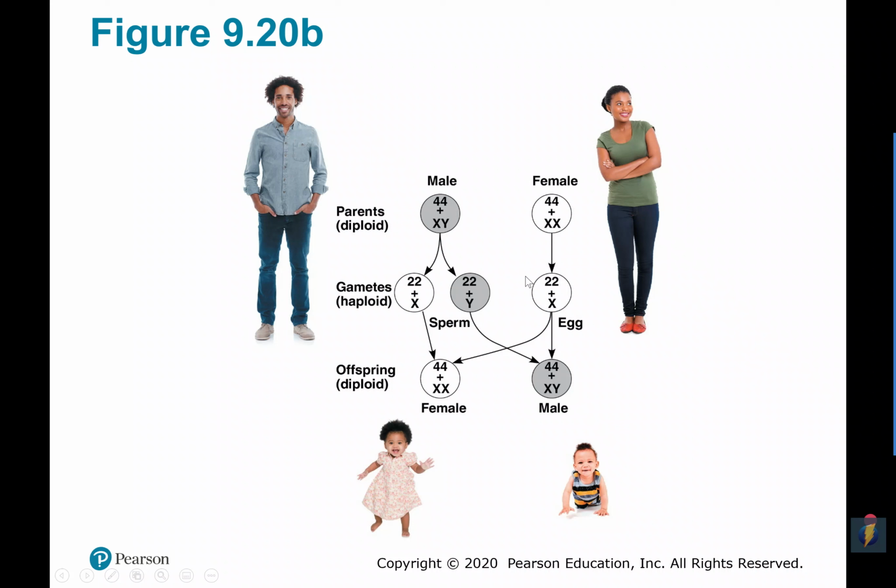So here you can see our sex chromosomes. Here is the male, XY, and the female, XX. Her egg is only going to carry an X chromosome because that's all she's got, whereas the male, when his gametes are formed, depending on how they split, his sperm might be carrying an X chromosome, or his sperm might be carrying a Y chromosome.